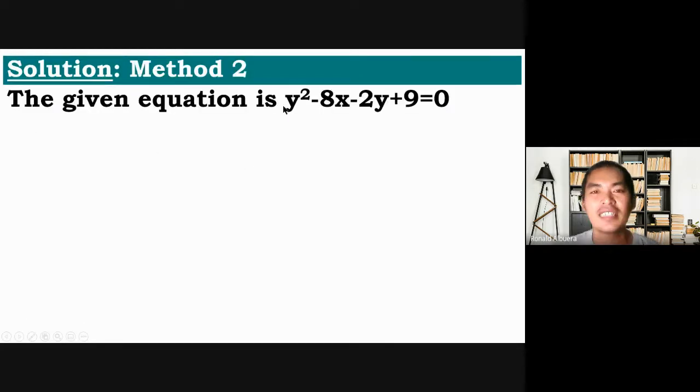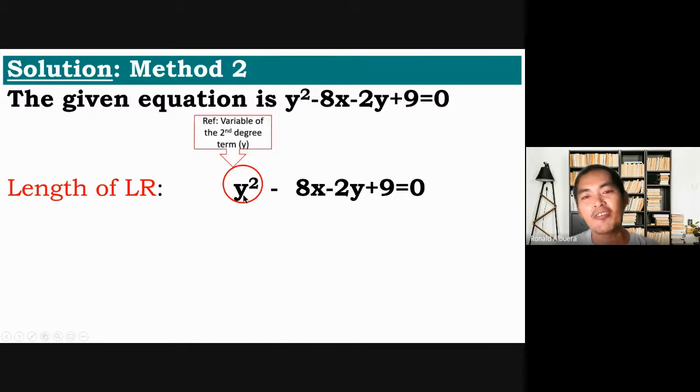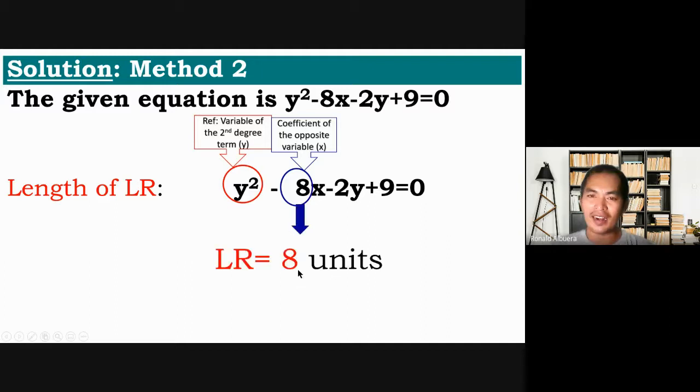Given the equation in general form, which is y squared minus 8x minus 2y plus 9 equals 0. To get for the length of LR, ang reference nyo lang ay yung may square, which is y. Your reference variable of the second degree term, which is y. Kukunin nyo yung variable na opposite of this second degree, which is x. Coefficient of the opposite variable, which is x. The coefficient is 8. That's the length of the LR. So 8 units. Lagi may units because that's referring to distance.